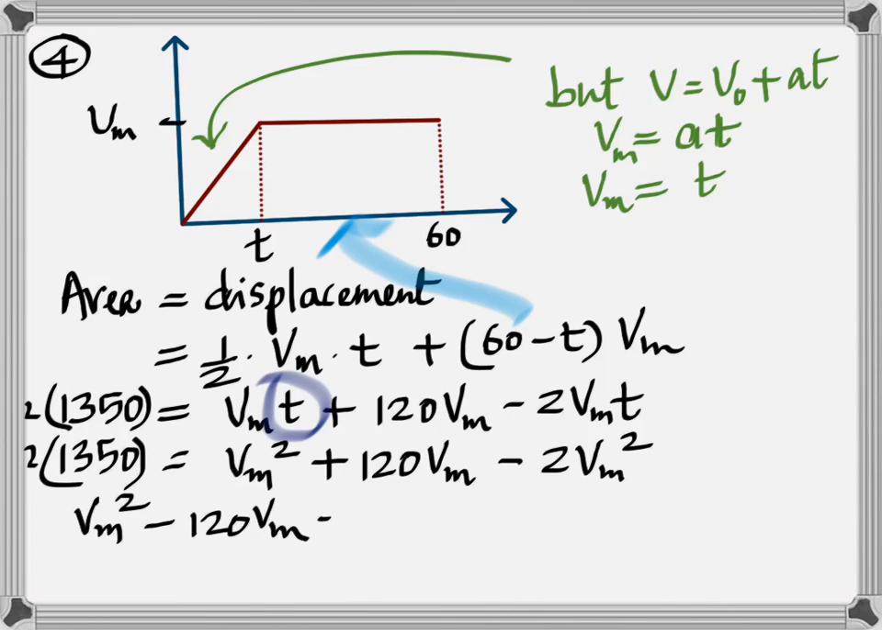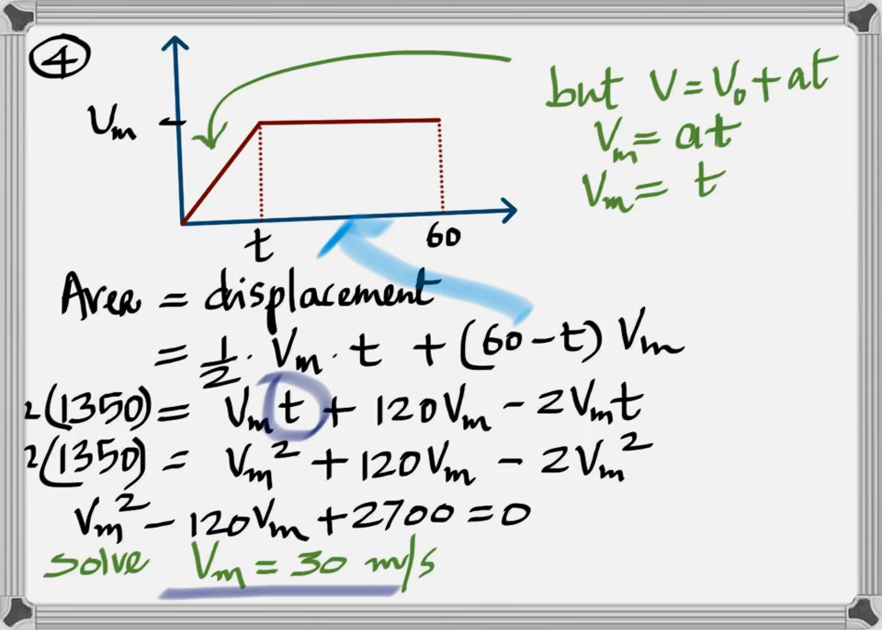So rearrange all this and get the quadratic equation. Upon solving the quadratic equation, we get the maximum velocity as 30 meters per second.